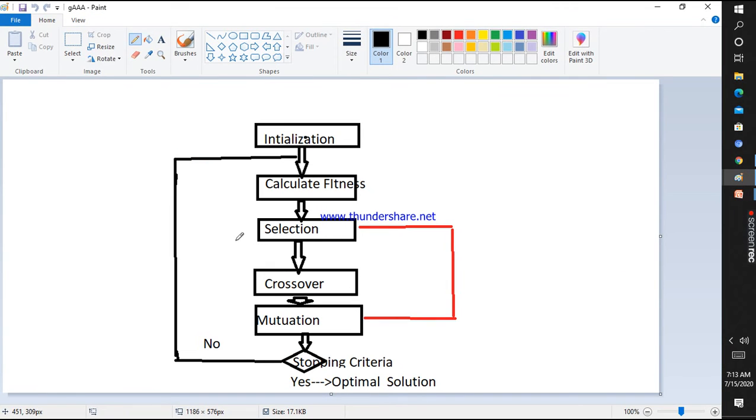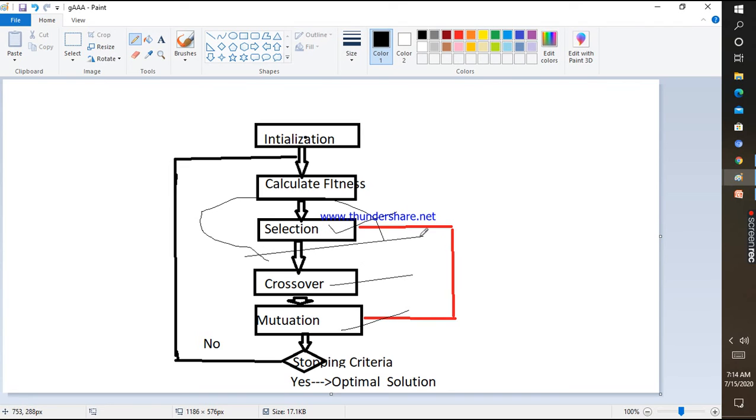So this is a selection. Selection is a very important step, where for any given problem we select the solution based on this one only. There are three major steps involved in this genetic algorithm, very important. They are called selection, crossover, and mutation. So first one, the selection.